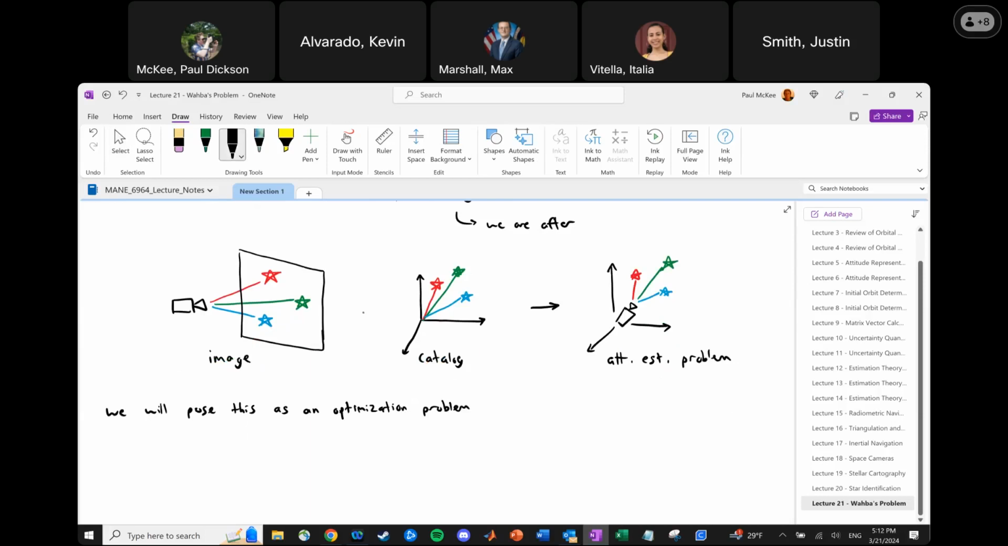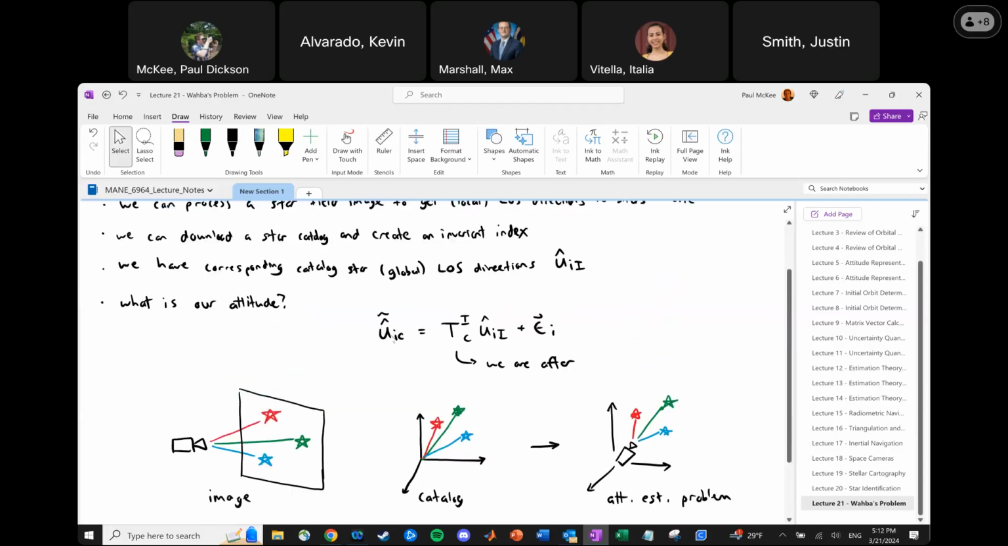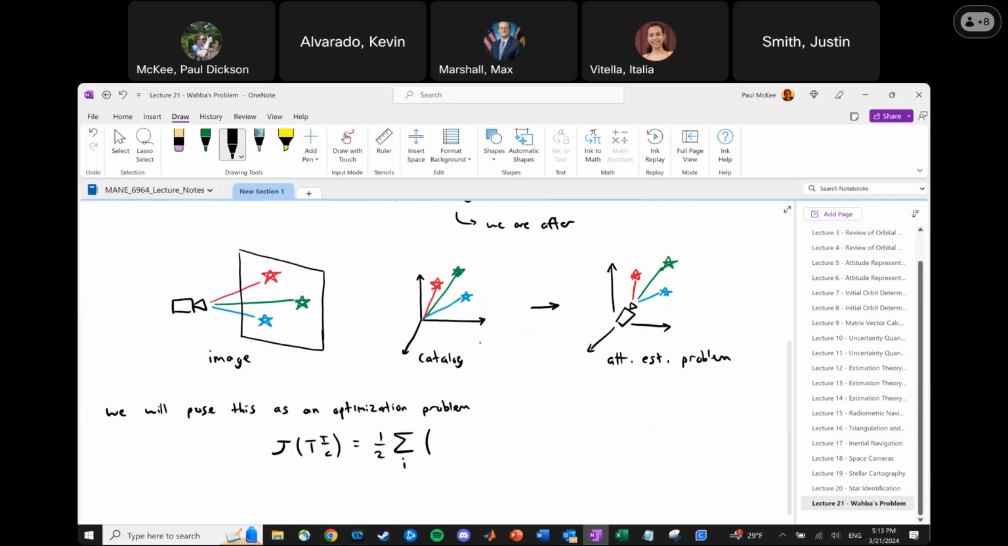Okay, so it's going to look like this. J, which is our error, which is a function of the attitude transformation matrix from I to C, because that's what we're optimizing over, is 1/2 times the sum over I, so those are all of your stars, times, well, it's going to be basically this error, right? So if UIC is equal to T from I to C, UII, there's noise, but the noise is zero mean, so on average that goes away. Then UIC minus TIC UII should be 0. That's basically the idea.